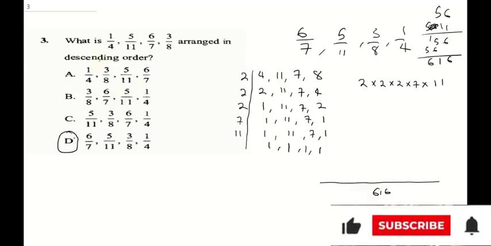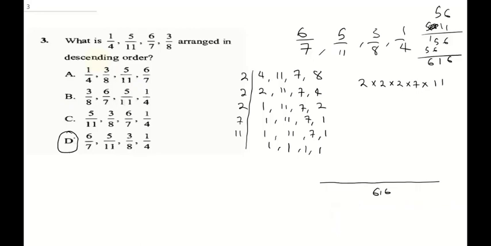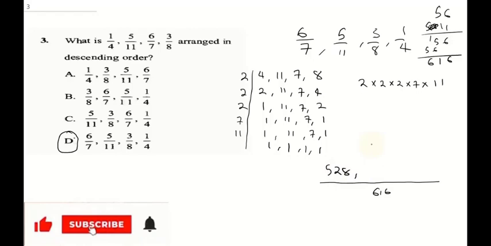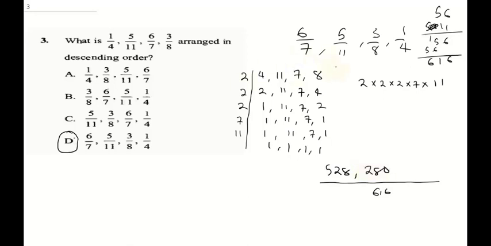Now 616 divided by 7. When you do that, you're going to get 88 multiplied by 6. Now this will give you 528. Then you do 616 divided by 11, you're going to get 56 multiplied by 5. Now this is going to give you 280. Now remember, we're treating them this way.